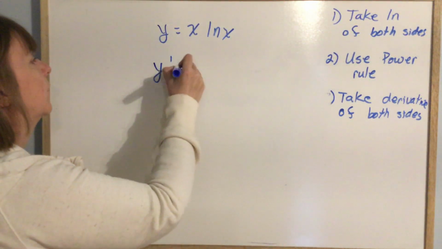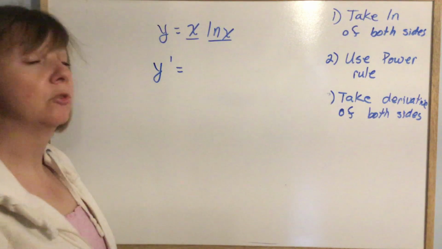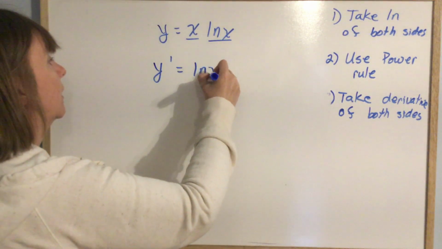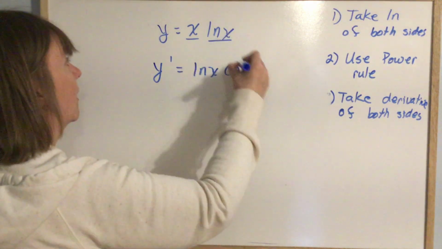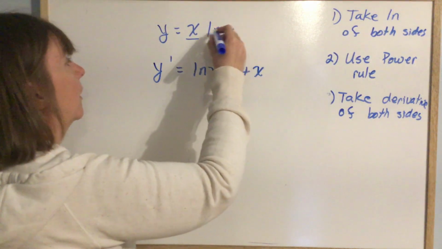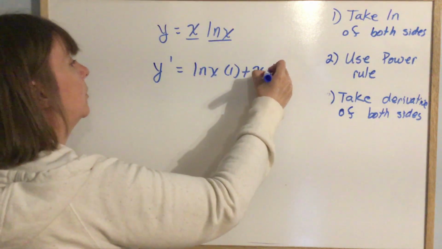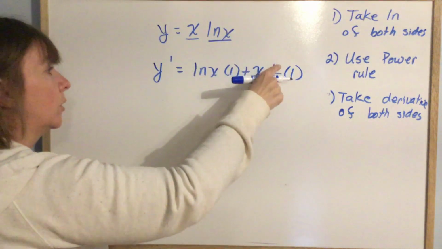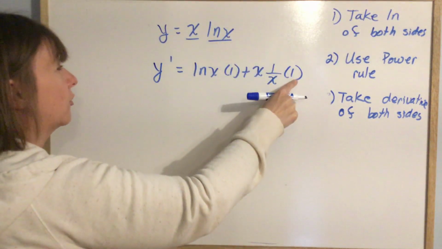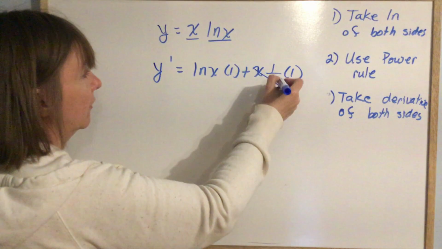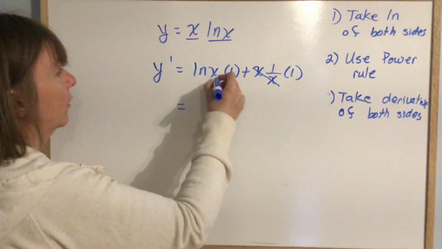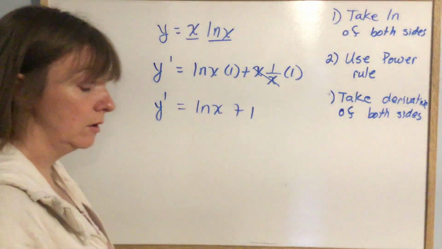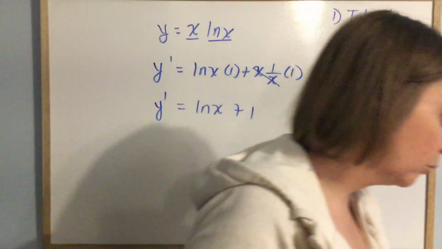So if I'm going to do the derivative of this, I have two pieces, so I'm just going to do the product rule. So g f prime plus f g prime. Now again, the derivative of ln is 1 over x, and the derivative of x is just 1. So these x's cancel, I have 1 times 1, so I really have ln x plus 1. So the derivative is just ln x plus 1, and that's it.